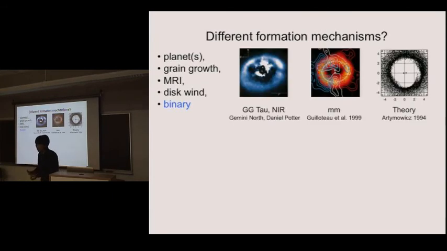There are only a few objects whose cavity has been confirmed in essentially every wavelength, from near infrared, UV and optical to millimeter to molecular line emission. A particular group of them is the known binary systems. Maybe one of the most famous is GG Tau. This is the GG Tau near-infrared image, and this is the GG Tau millimeter image. You see two dots here, and it's a double star.